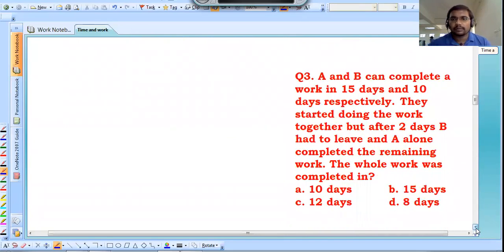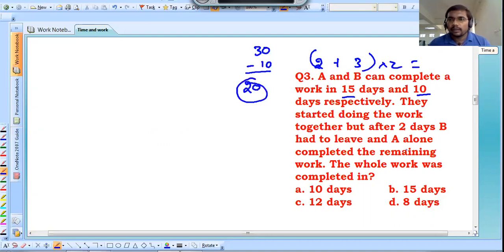See, we can solve it easily. What I'm saying is here, A and B can complete a work in 15 days and 10 days. In your mind, LCM is what? 30. So A will complete 2 units, B will complete 3 units. They started doing the work together, but after 2 days, B had to leave. That means 2 plus 3, 5. They worked for 2 days, so 10 units are completed. Remaining is what? 20. Remaining 20 units. Who will complete? A will complete.